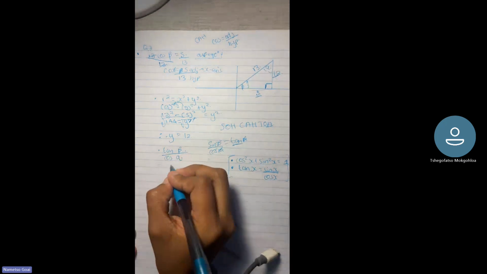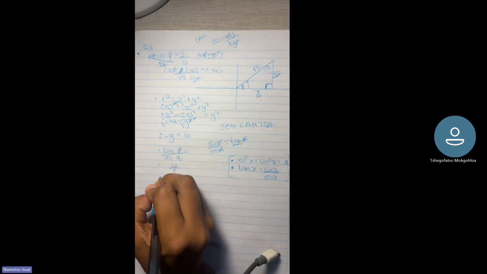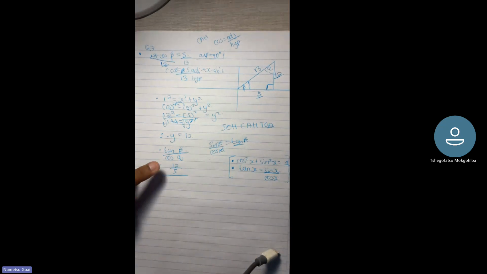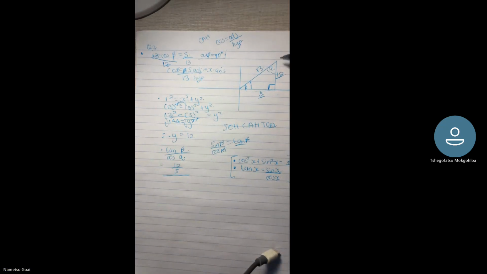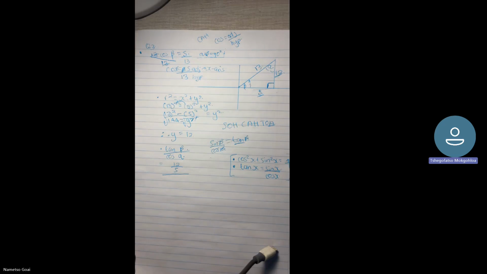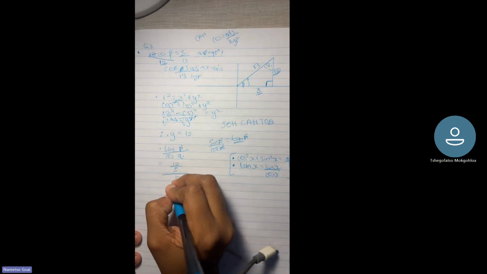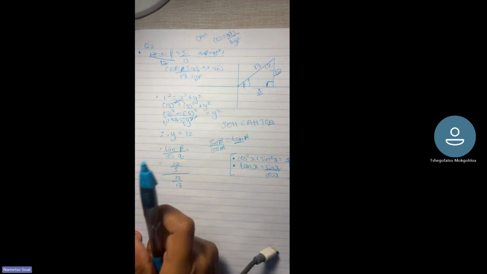Okay, so we said tan beta will be opposite, which is 12, over adjacent, which is 5. So we're going to have 12 divided by 5, all divided by what is our cos alpha? Can you check what our cos alpha is? Yes, 12 over 13, correct. So it will be 12 over 13.